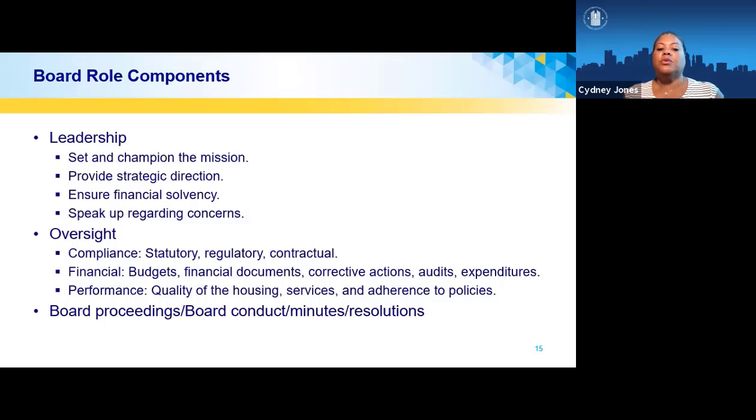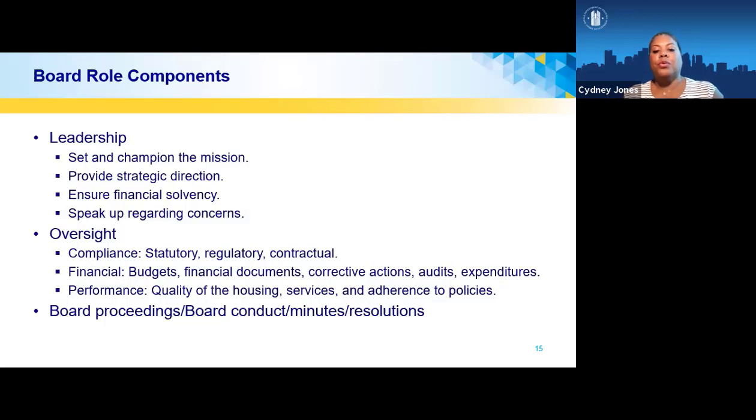It's also important that you ensure the management team has put a system in place of internal controls to ensure and safeguard the agency's assets are being handled appropriately. Also, you want to make sure that you're safeguarding the financial integrity of the housing authority to prevent fraud, waste, mismanagement, and abuse. The financial health of the housing authority is in your hands.